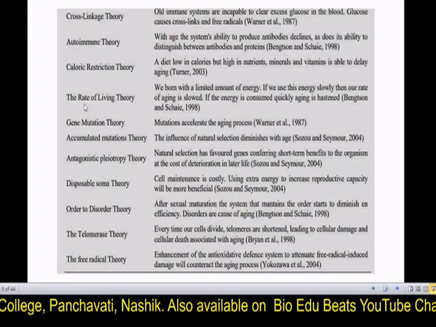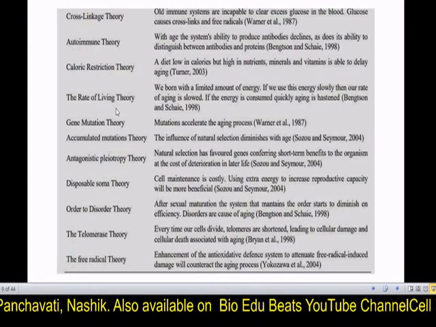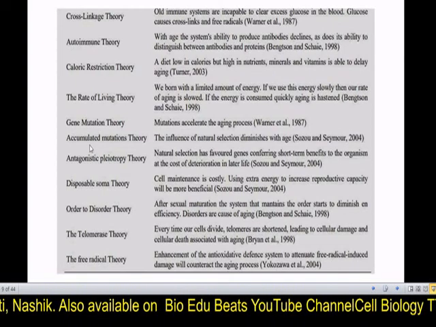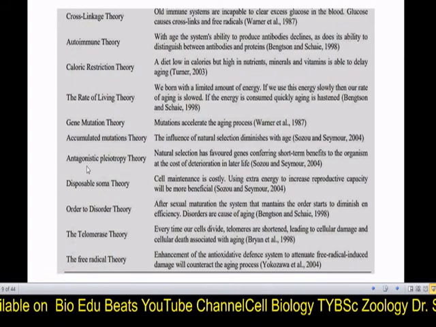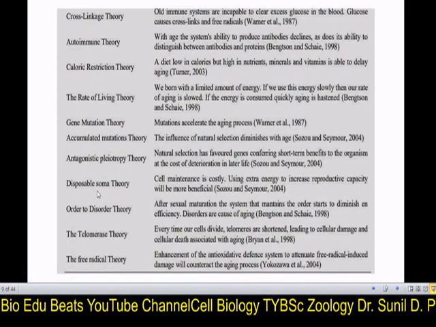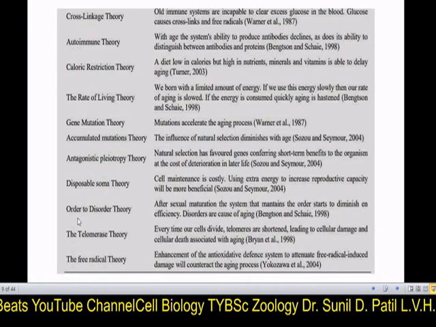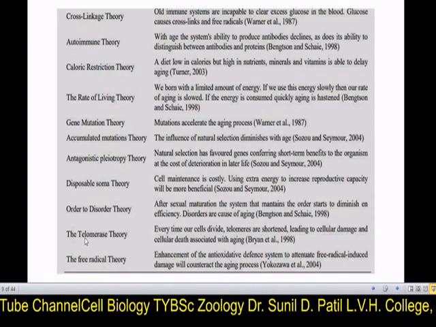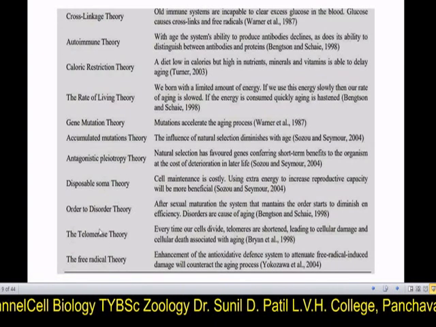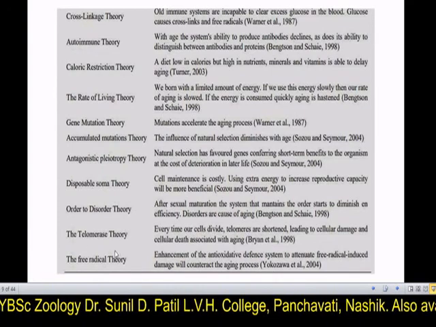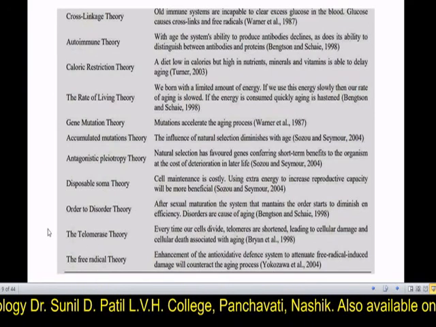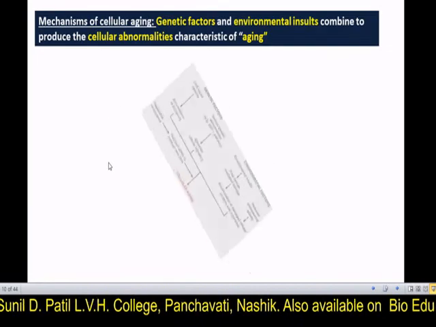Caloric restriction theory, the rate of living theory, gene mutation theory, accumulation mutation theory, antagonistic pleiotropy theory, disposable soma theory, order or disorder theory, the telomere theory, as we are going to see in detail. The free radical theory, we are going to see in detail these 2 parts. So there are various theories.